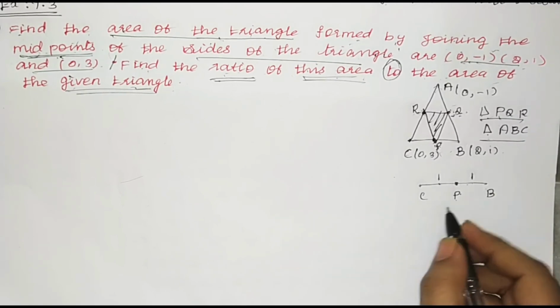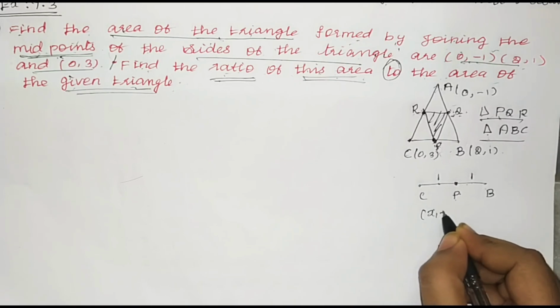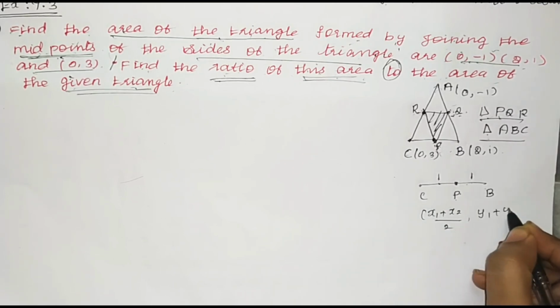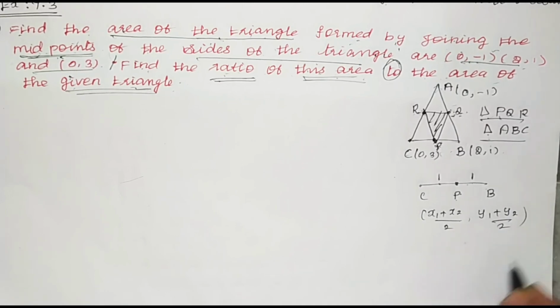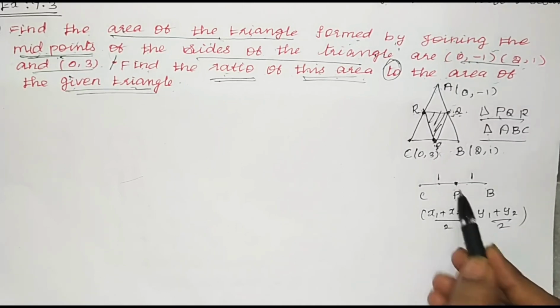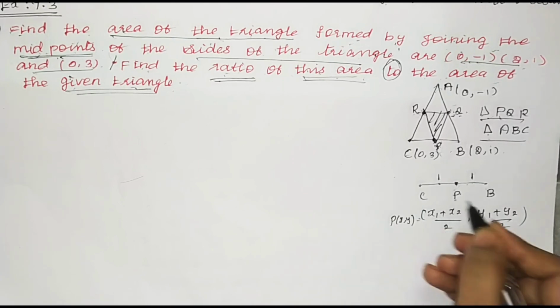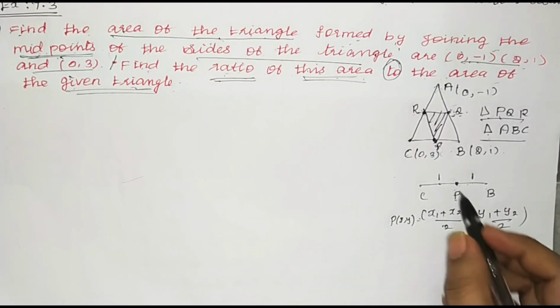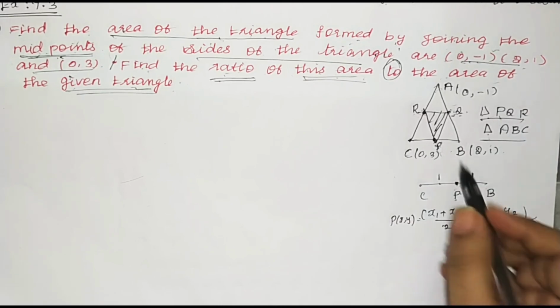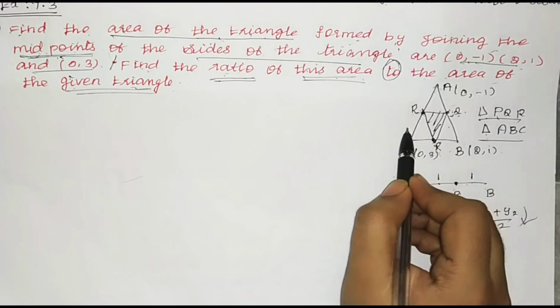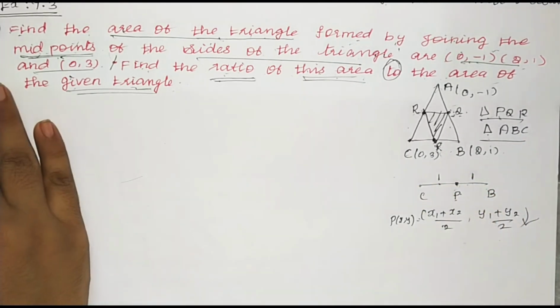So what is the formula for the midpoint? (x1 plus x2) divided by 2, (y1 plus y2) divided by 2. In the section formula, the midpoint formula, the midpoint is P, so I consider P of (x, y). Similarly, using this formula, you have to find the coordinates of P, Q and R. Now we can solve the sum.